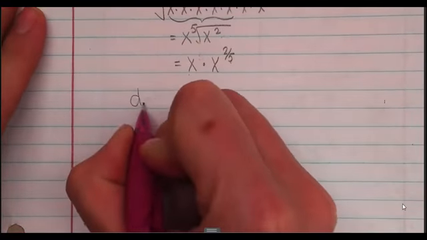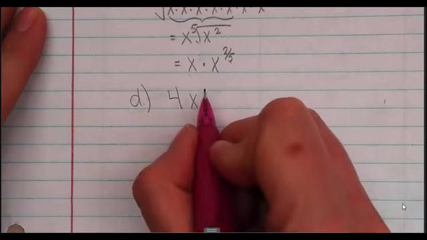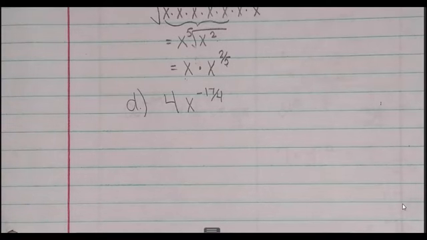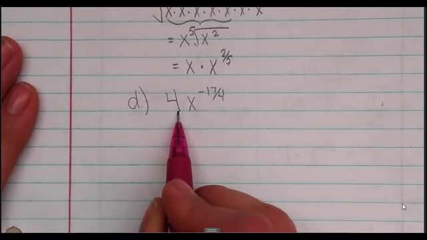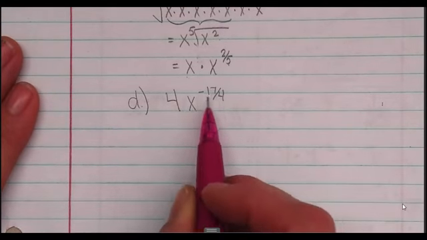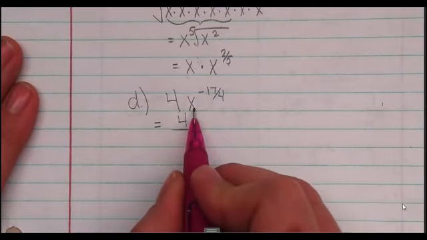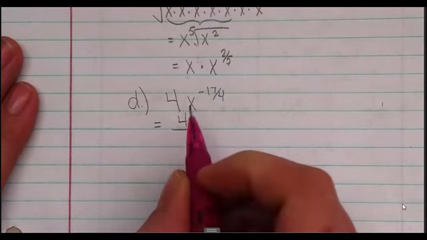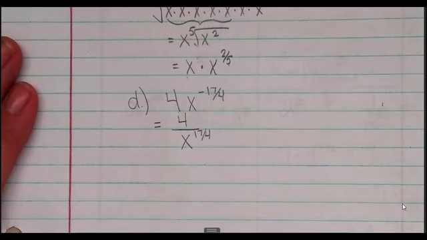Okay, I want to do one more example. So what if I give you 4x to the negative 17 fourths? Well, to begin with, we know that 4 doesn't have an exponent, but x does. It has a negative exponent. So it might be helpful to leave the 4 where it is. The negative on x means I need to take the reciprocal, which really means I'm going to drop it to the bottom. So now that becomes a positive 17 fourths.